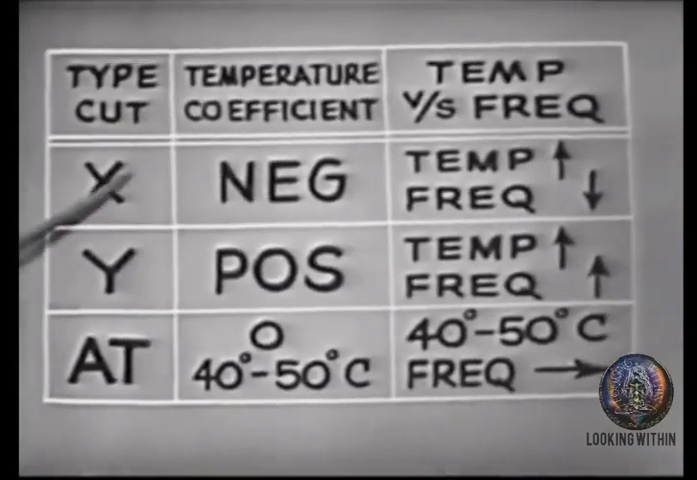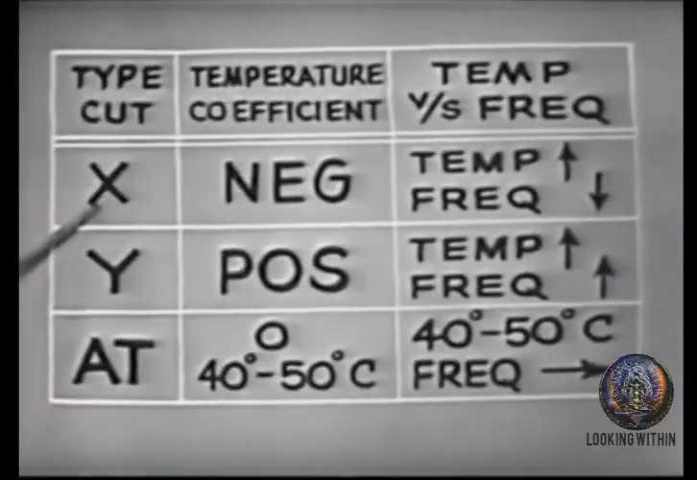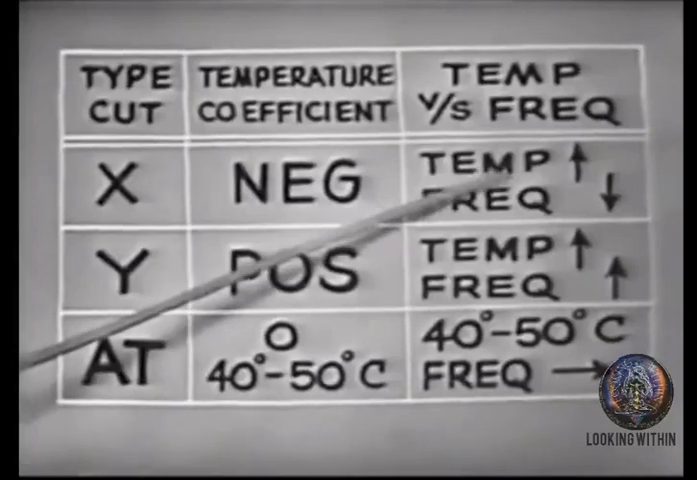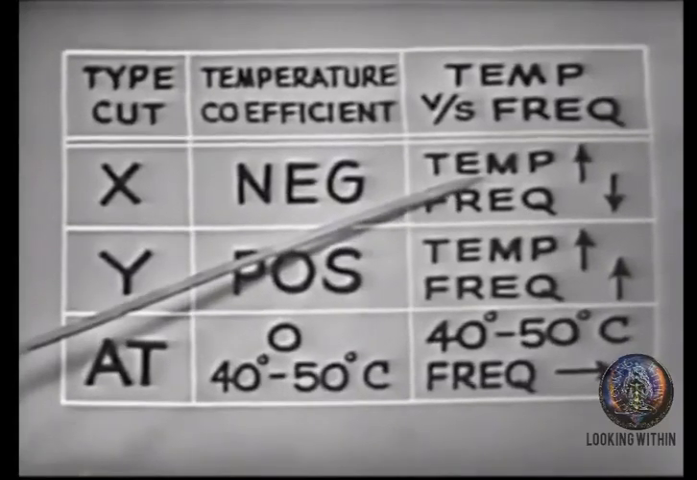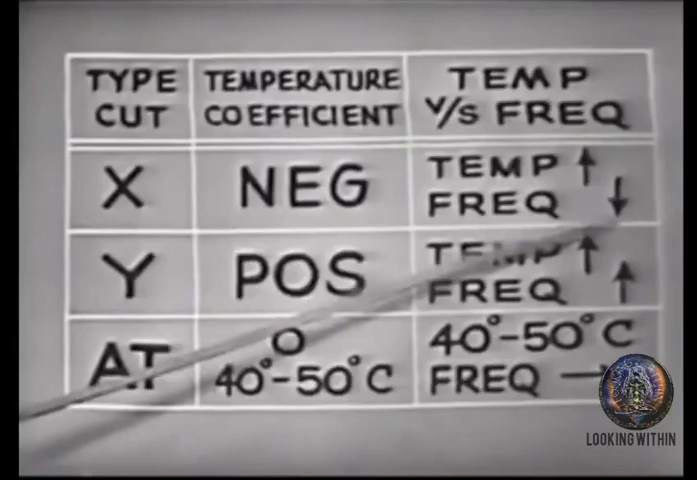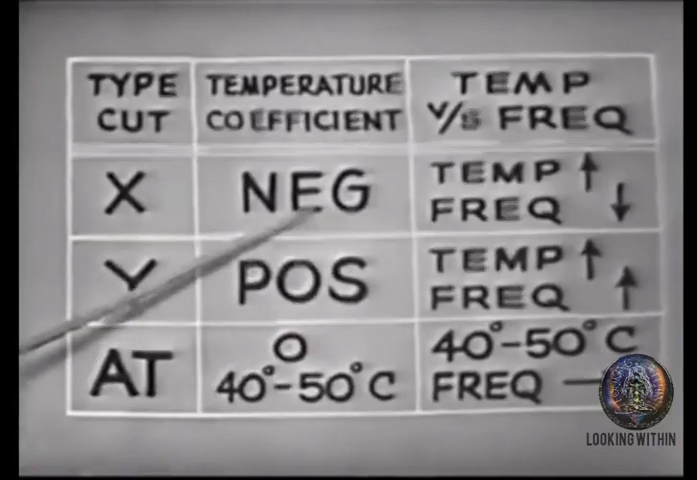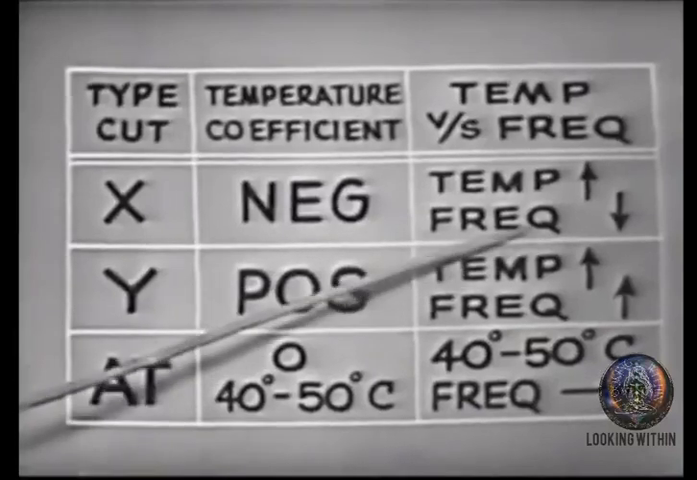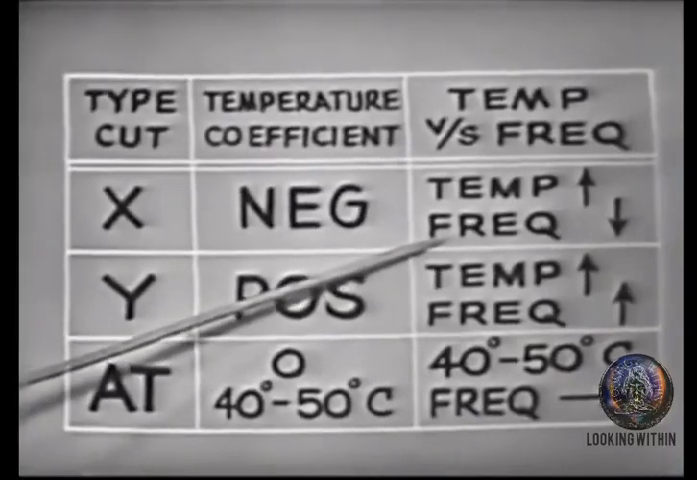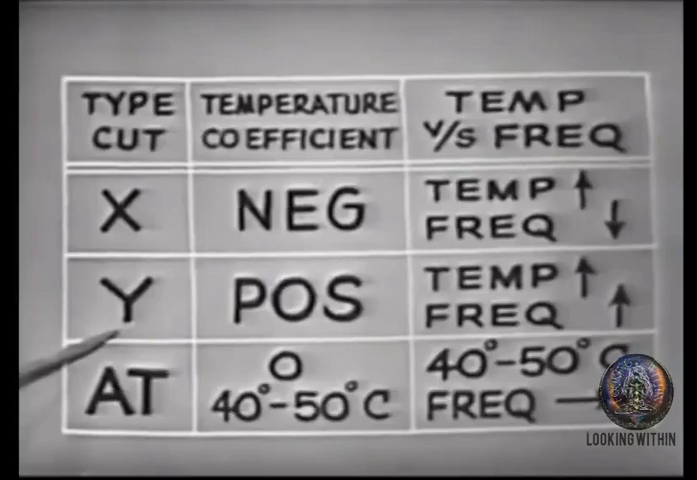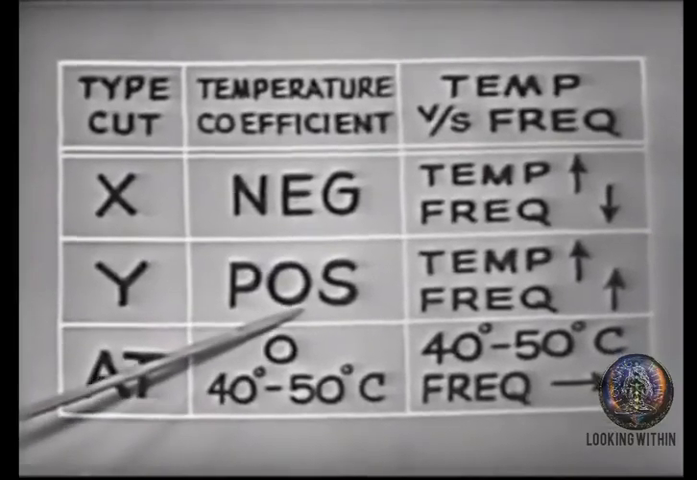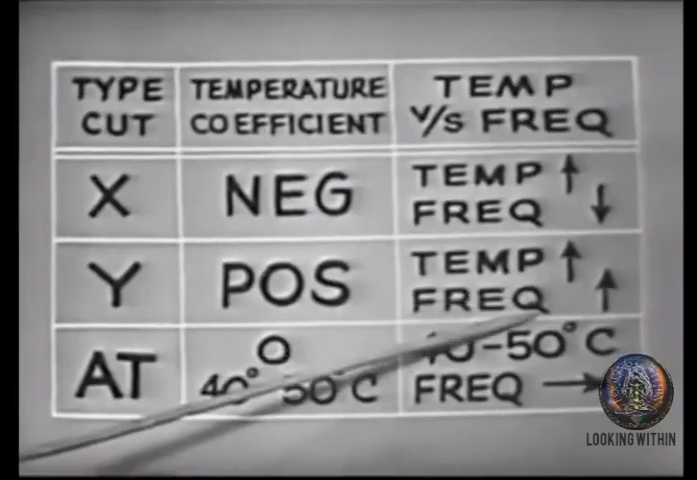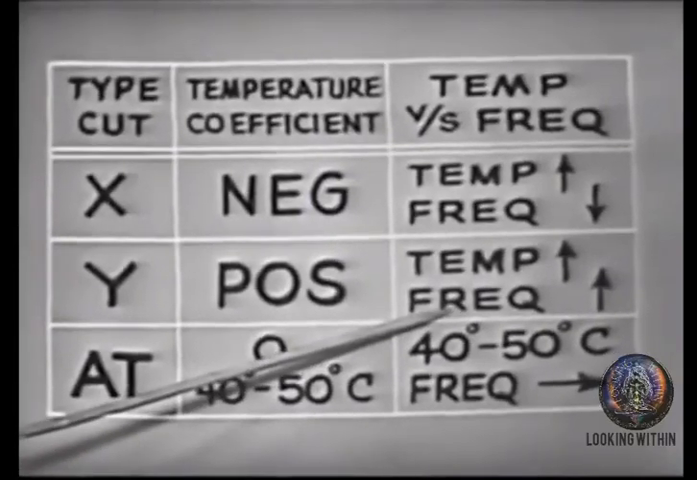The temperature coefficient of the X cut is negative. This means that if temperature about the crystal increases, the crystal frequency will decrease. A negative temperature coefficient. An increase in temperature, a decrease in frequency. The Y-cut crystal has a positive temperature coefficient. If temperature increases, the frequency increases also.